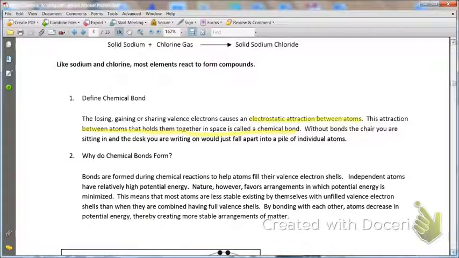Now, without this electrostatic attraction between atoms, or the chemical bond, the chair that you're sitting in right now, or the desk that you're writing at, would simply fall apart into a pile of individual atoms.